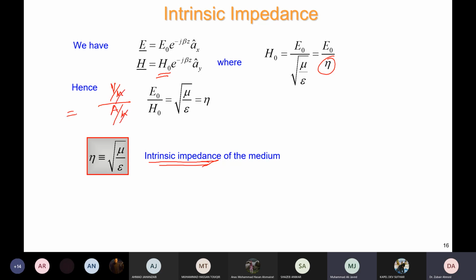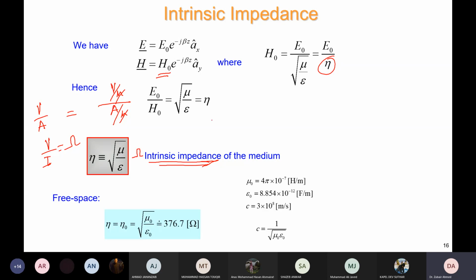So this will be cancelled. We are left at the end with volt over ampere, or volt over current. So what is the unit of this thing? Ohms. So this is the impedance. That's why we are calling this intrinsic impedance. So its unit is ohm.